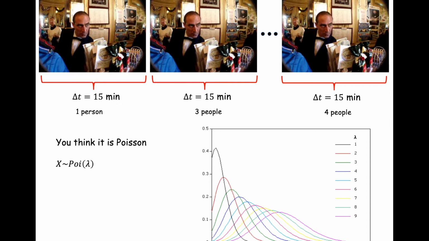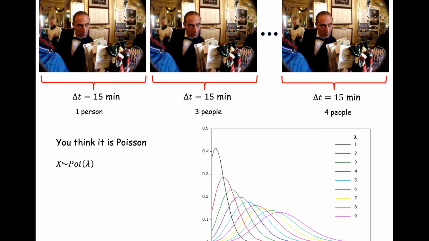Well, you might think, gosh, is it Poisson? Well, it exhibits a lot of properties of Poisson. We have a standard unit of time, delta T, of 15 minutes. We had one person in the first block of time, window, or module of observation. We had 3 people in the next one, 4 people in yet another one. So you believe it's a Poisson distribution.